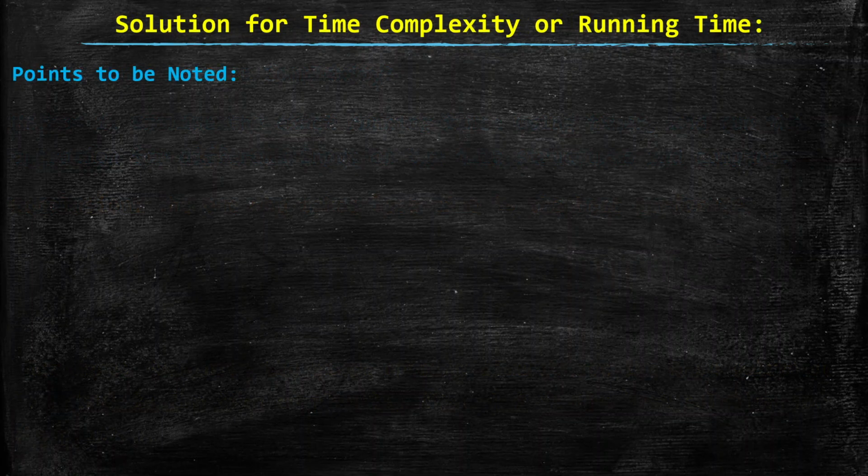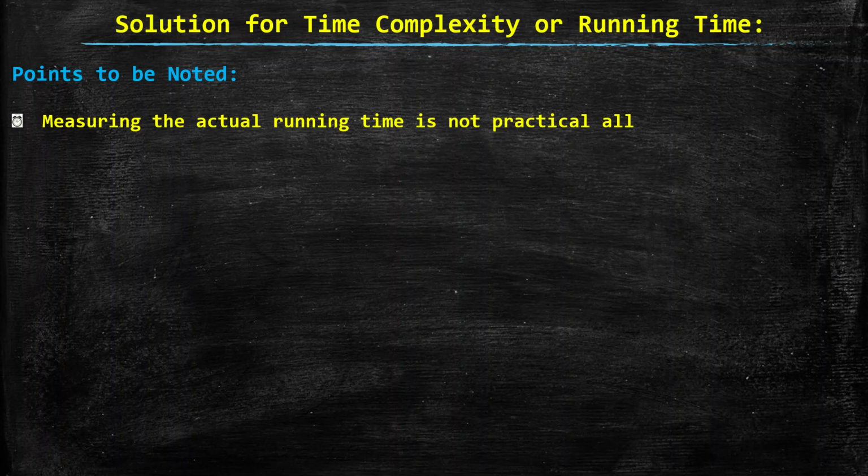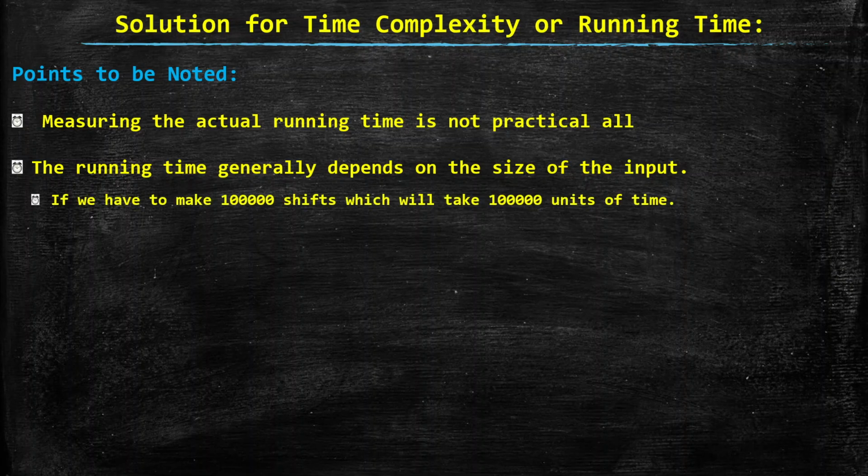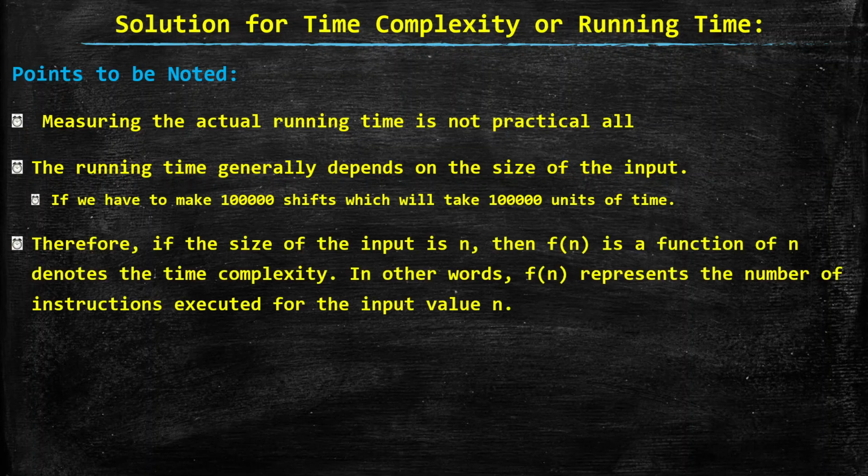For the time complexity solution, the points to be noted are like measuring the actual running times. Practically, our running times generally depend on the size of the input. Obviously, we have already gone through all that. If we have like 1 million shifts, that will take 1 million units of time, so as you increase the size, it depends on the value of the size.